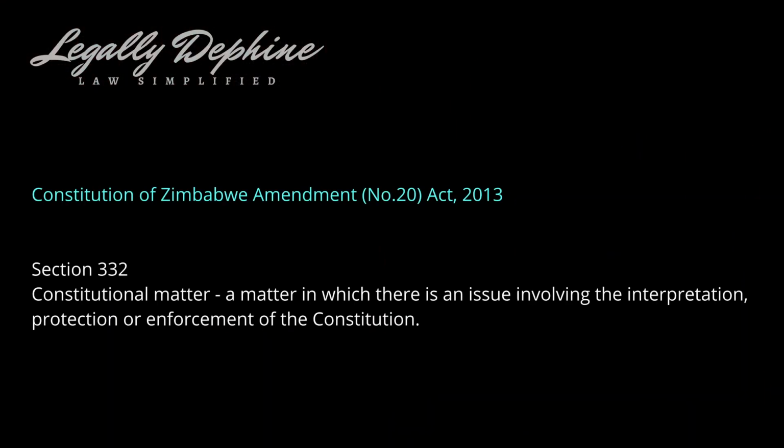It must also confirm an order of constitutional invalidity made by any other court before that order has any force or effect. A constitutional matter is defined in Section 332 of the Constitution as a matter in which there is an issue involving the interpretation, protection, or enforcement of the Constitution.